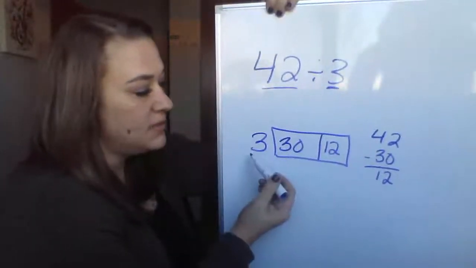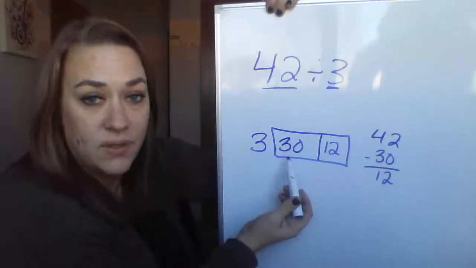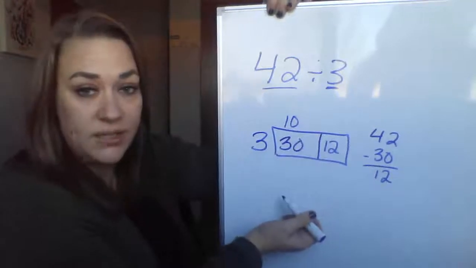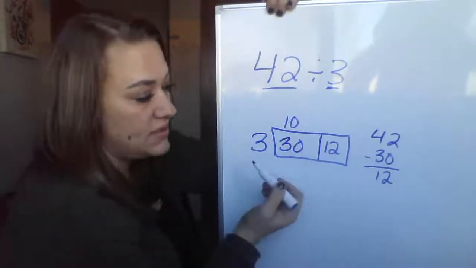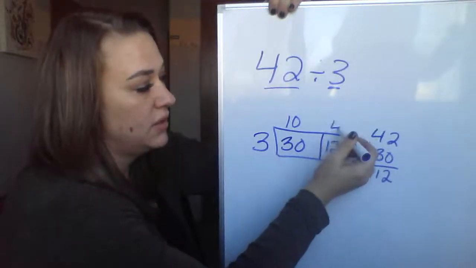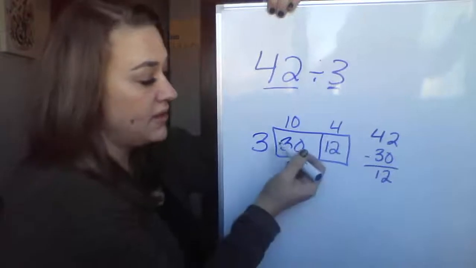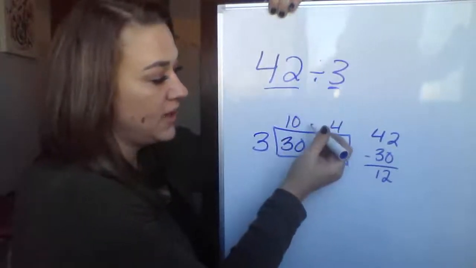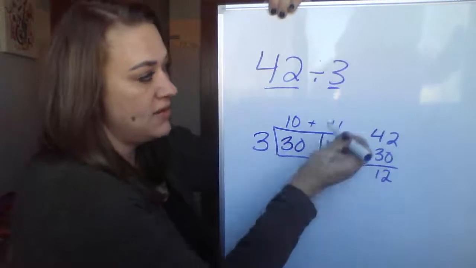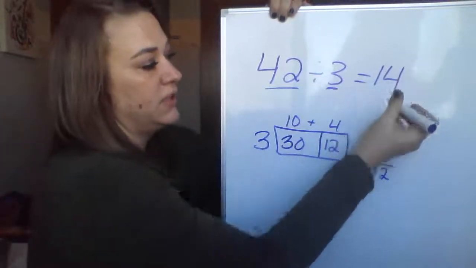So now we can easily think, well, 3 times what gives us 30? 3 times 10 gives us 30. 3 times what gets us 12? 3 times 4 gets us 12. So now we know that 42, so we would add our 10 plus 4. 10 plus 4 gives us 14. 42 divided by 3 is 14.